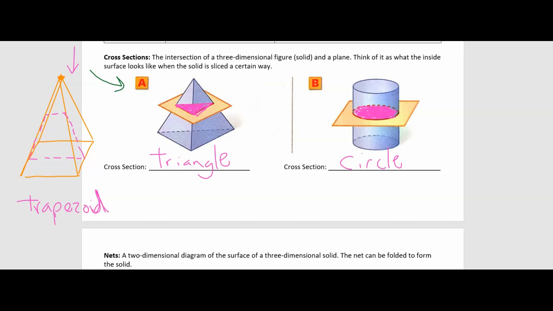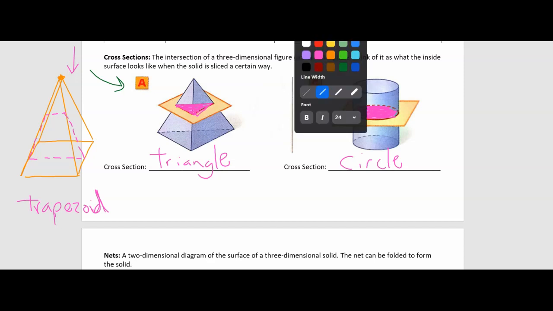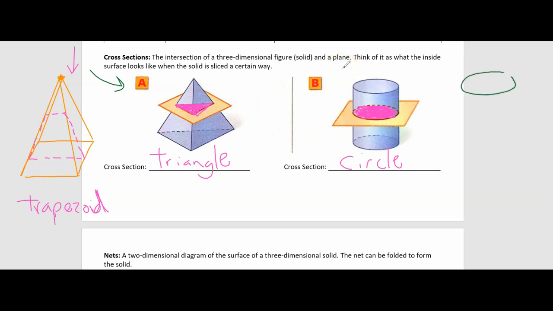Now, this is not the only way you could slice a cylinder. Let me give you another one to think about. What if I sliced a cylinder vertically? So again, I'm going to slice straight down. I'll take a second. Maybe you want to try to sketch it out. If I slice straight down, what type of shape do you think I'd get?